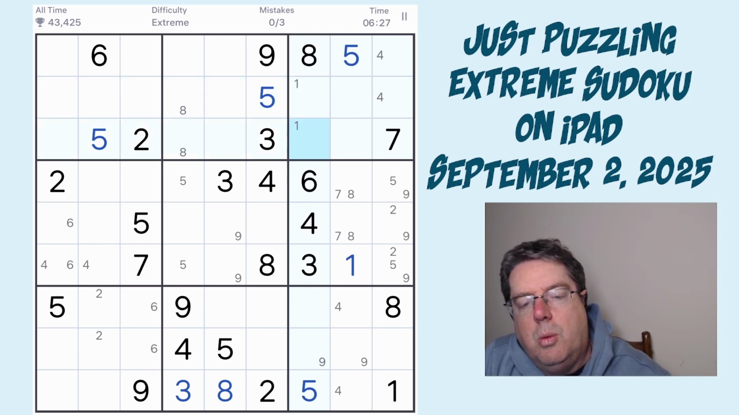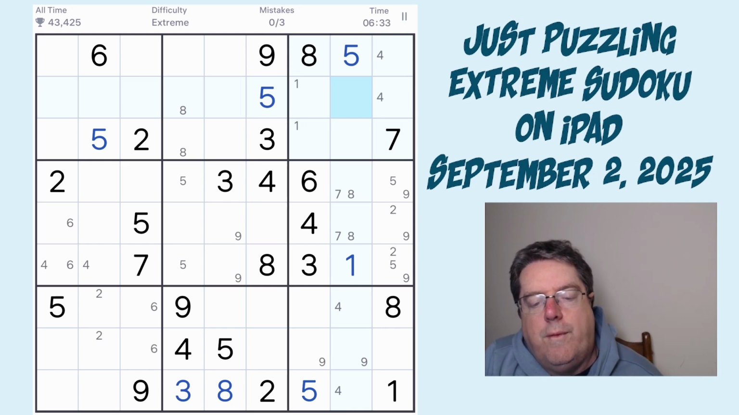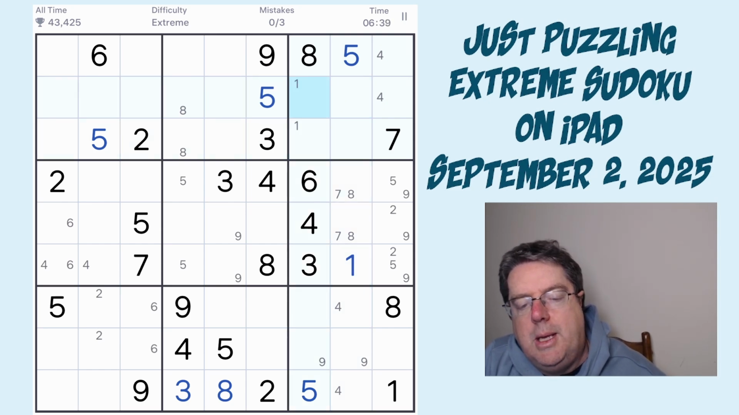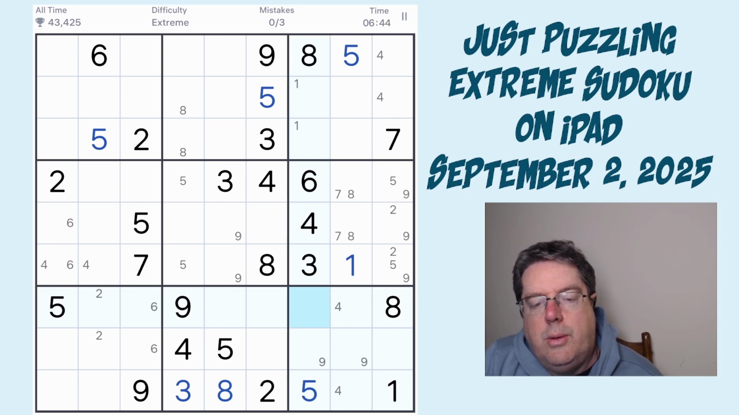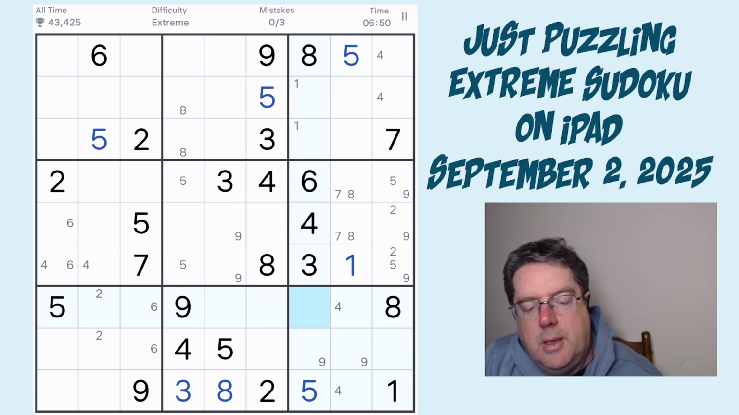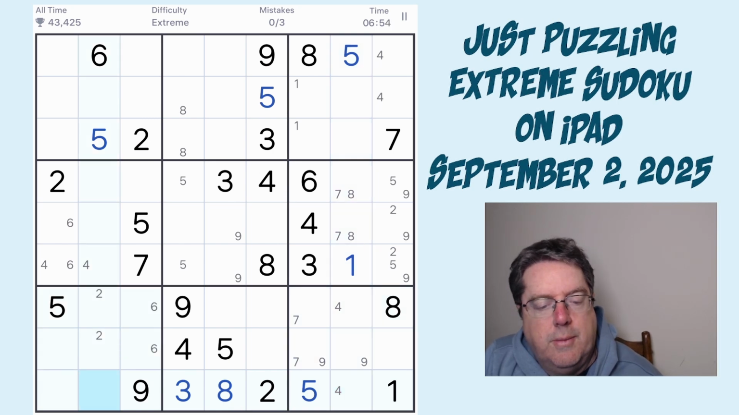2 can be there. So 1, 2, 3, 4, 5, 6, 7, 8 and 9. So 1, 2, 9 can be up here, which means that down here has got to be 1, 2, 3, 4, 5, 6, 7. So 7 is going to be one of these two. So that means that can't be a 7. So 7 is one of these two over here.